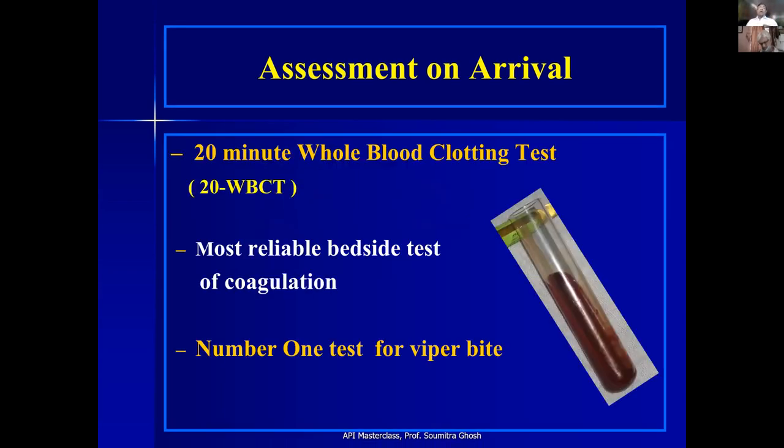And the next important thing is the 20-minute whole blood clotting test. This has changed the whole scenario of snake bite management.